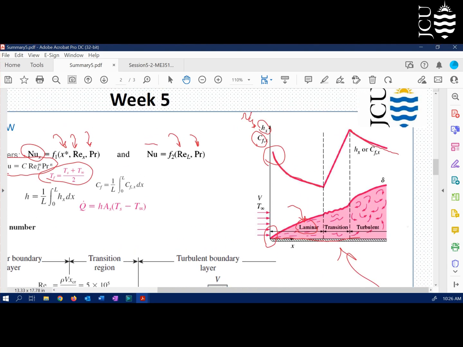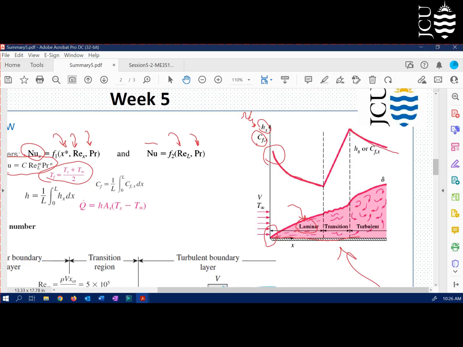So we should remember that at the beginning of the laminar flow, we have a high heat transfer rate because h is high, and gradually it's going to decrease. At the beginning of the turbulent region, we also have high h and gradually it's going to decrease. If we compare laminar and turbulent overall, we are going to see turbulent flows have a higher heat transfer rate. That is why if you want good heat transfer in your fluid, we usually try to have turbulent flow, because h is going to be much higher than in laminar flow.